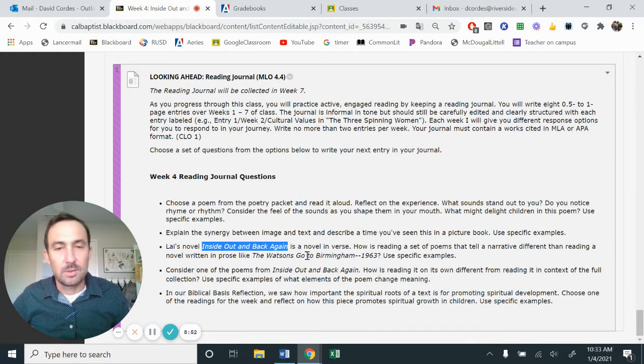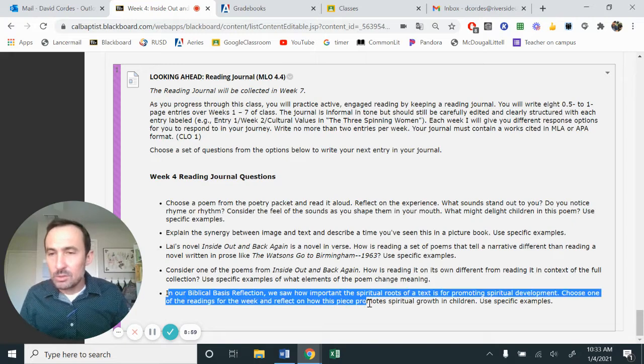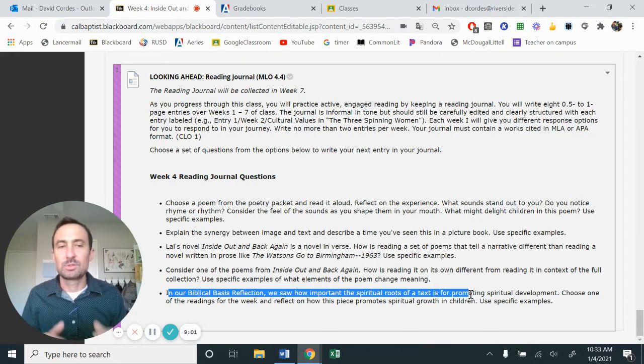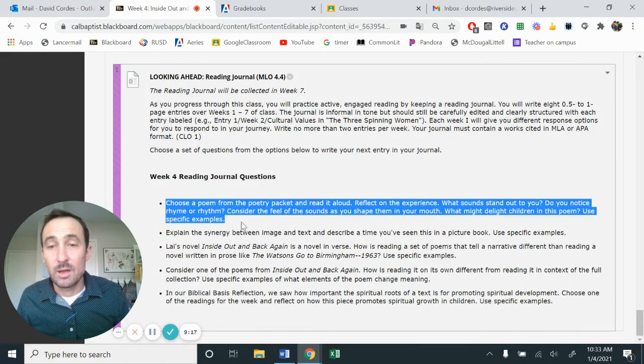In comparison to The Watsons Go to Birmingham, there's the idea of biblical references and spiritual roots that are found within human development, found within poetry. How do we communicate and articulate things well? That may be something that you can write about. There's also the packet of poems that you could choose to write about. What was that experience? What stood out to you?